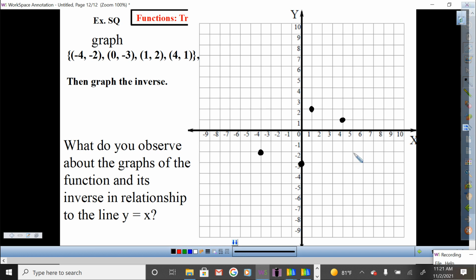We good up to right there? You're like, Mr. Q, piece of cake. All right. With red, I want you to write, then graph the inverse. So, if I was to graph the inverse and they don't give me anything, they just give me the function, tell your neighbor what you're going to write for the inverse before you graph it. Talk to your neighbor, what are you going to write for your inverse?